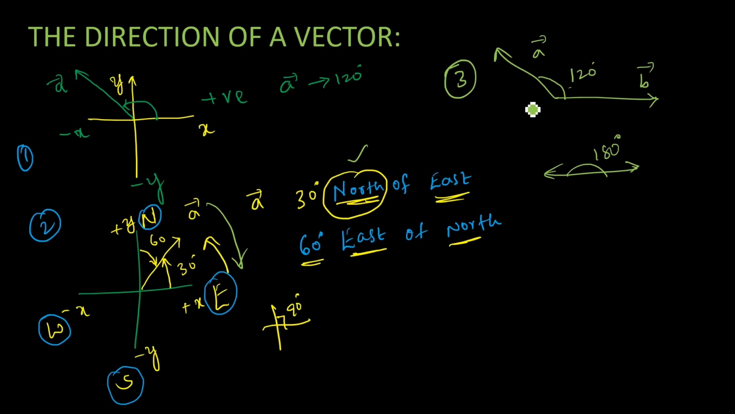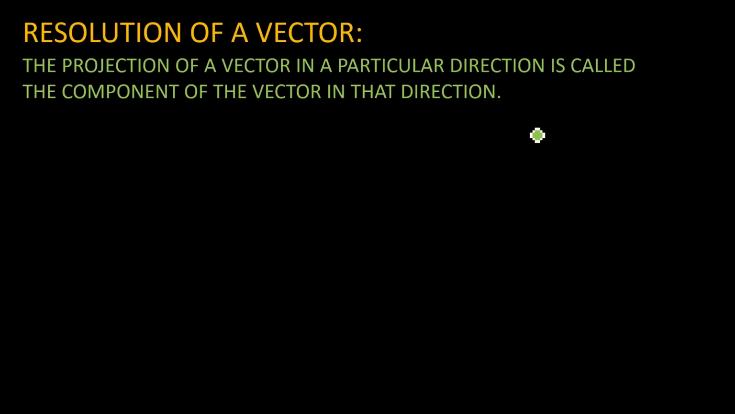So next, resolution of a vector. How do we resolve a vector? The definition is clearly given here. The projection of a vector in a particular direction is called the component of the vector in that direction.